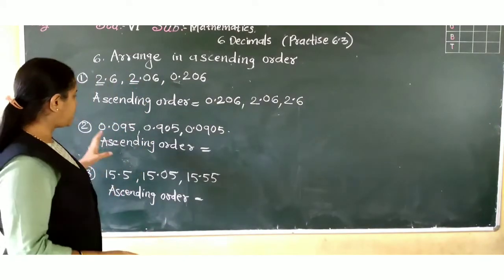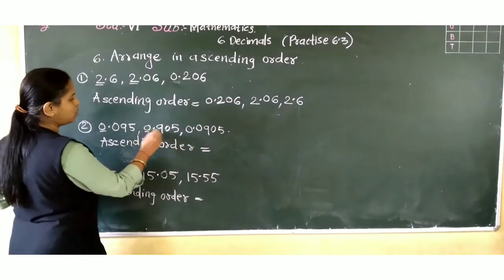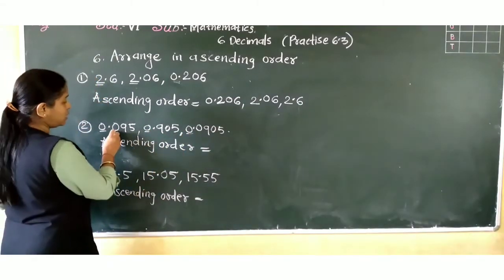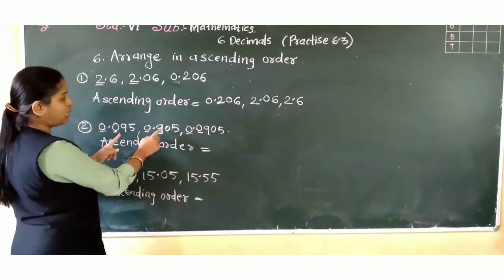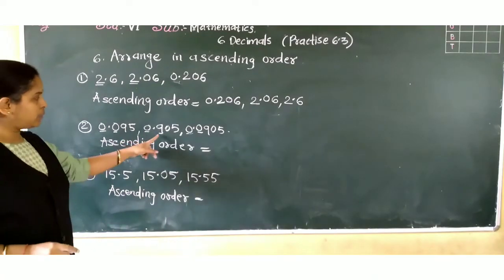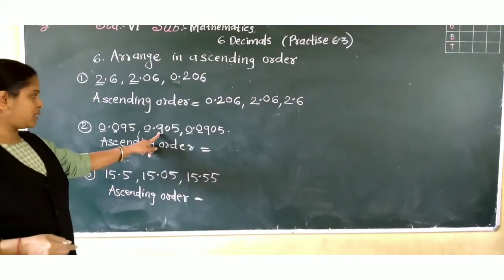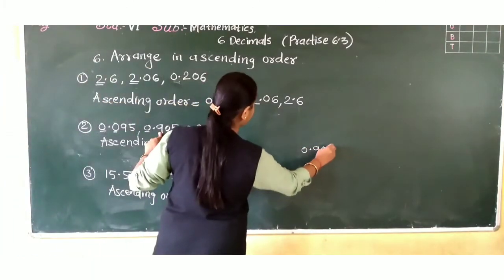Okay. Next, in this compare, here see 0, 0, 0. We cannot compare. Now here see 0, here 9 and here 0. Now here 0, 0. But here 9 is there. Correct? So this is the greatest. So this I will write at the end.